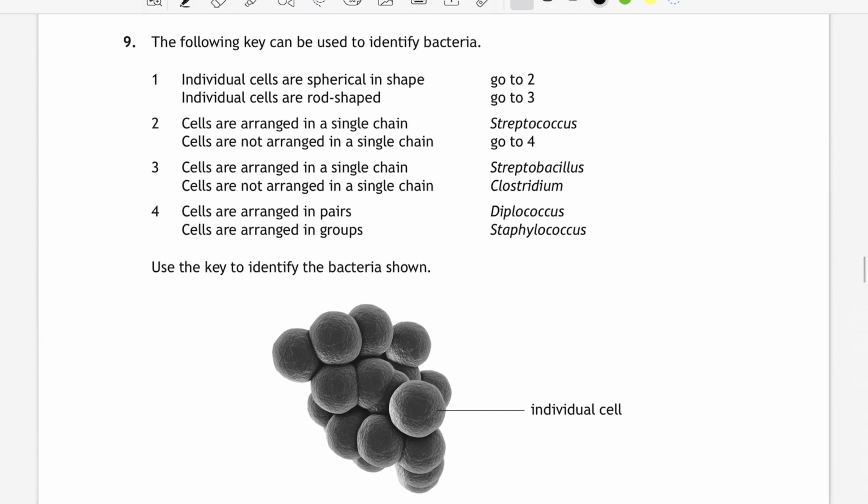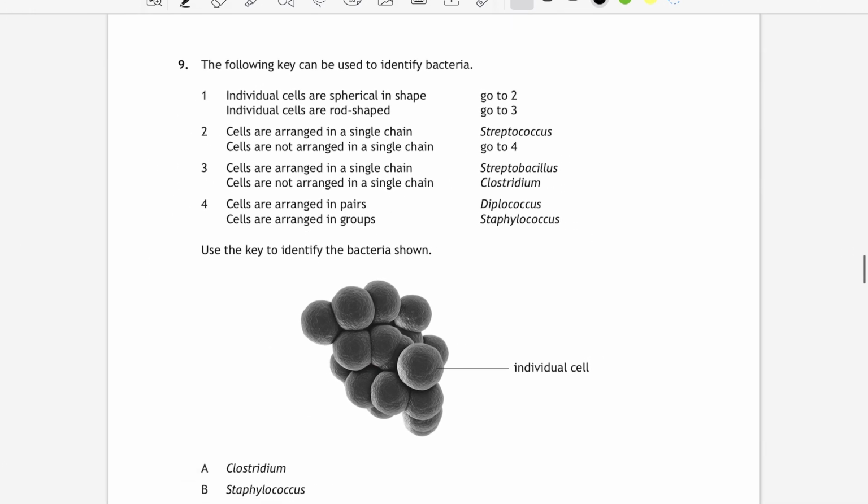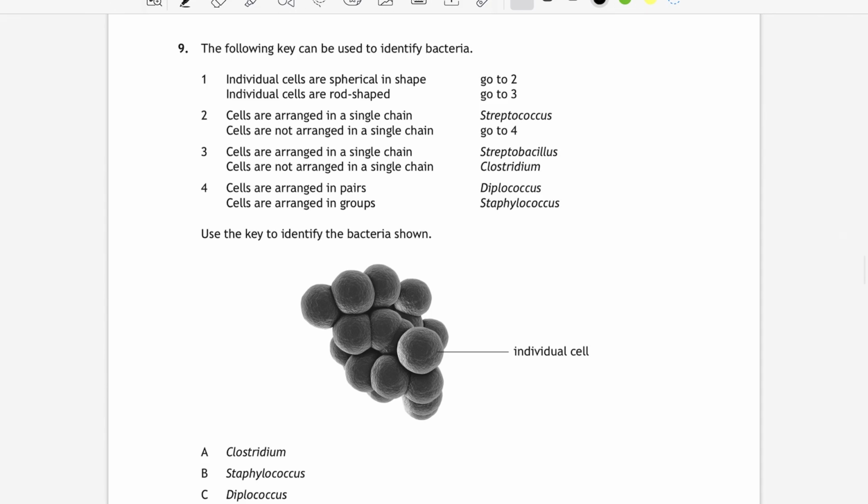Okay, question number 9. The following key can be used to identify bacteria. So again, I'm going to zoom out a little bit here, and then you can see the whole picture. What I want you to do is work through that key by yourself. Pause the video, have a little work through, see what answer you come up with, and then we'll work through it together and see how we get on.